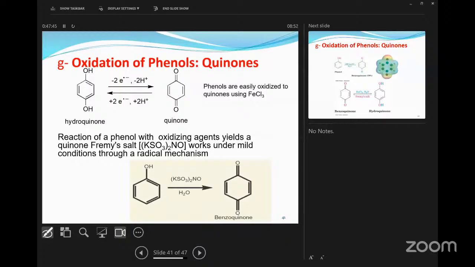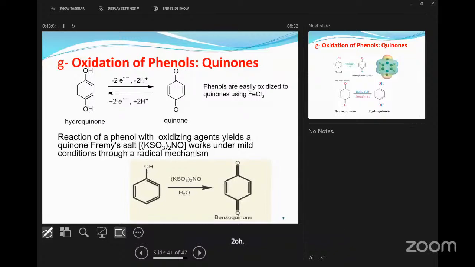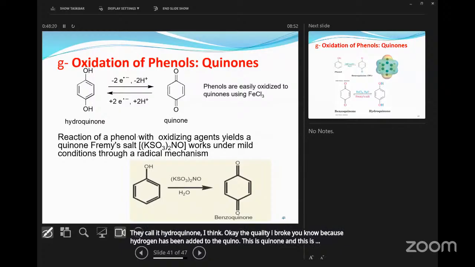Then we have the oxidation of phenols to form quinones. So this is an oxidation reaction whereby when the oxidation occurs, we form quinones. And for quinones to be formed, the phenol must have two OH groups. So this is hydroquinone, this is quinone. They call it hydroquinone because hydrogen has been added to the quinone. This is quinone and this is hydroquinone.